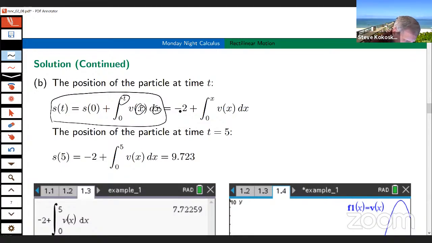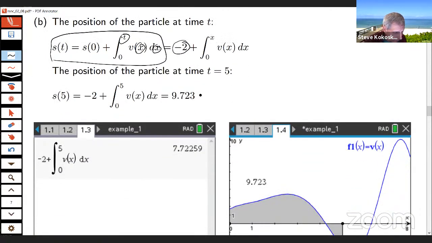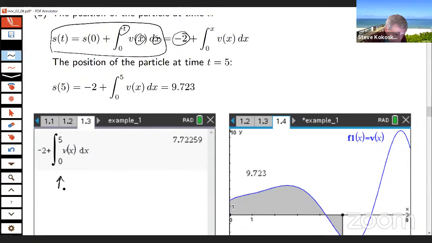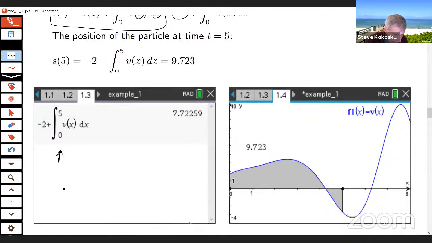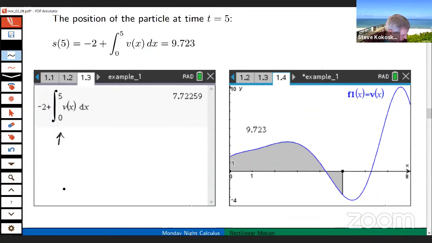In my mind, they are functioning in two different ways. And all I did in this next step was plug in that S of 0. So if I want to find the position of the particle at time t equal 5, I just plug in that t equal 5. I did this integration on a calculator page. There it is. So it's at 7.723. I generally round up a little bit, okay?